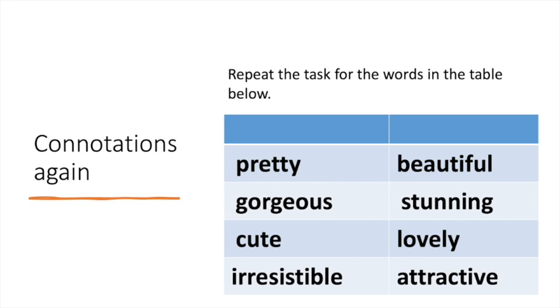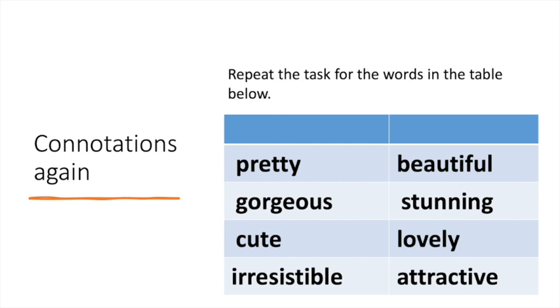Here's another example for you to practice. We have another set of words here. This time it's 8 words instead of 6. They are all positive ways to describe somebody's appearance, but even though they're all positive, they have slightly different connotations. So pick at least 3 examples. You can pick more if you like. And in your class notebook or in your jotter, write down a few connotations for each one.